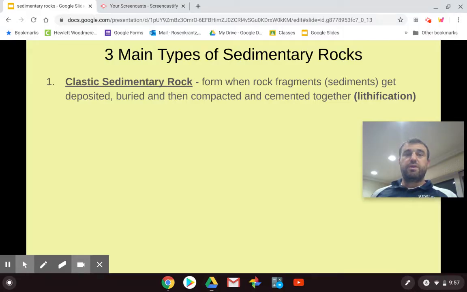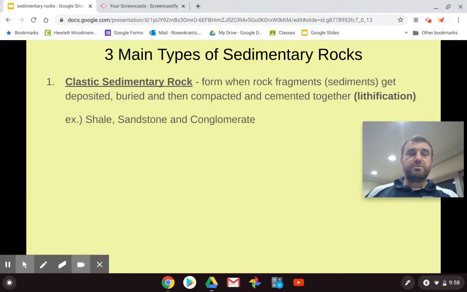So it forms when rock fragments, which are also known as sediments, get deposited, buried, and then compacted and cemented together. And compacted and cemented, we call that collectively the process of lithification, which means the act of becoming a sedimentary rock, to lithify, to become land. All right, that's really what that means. Some of the well-known examples of a clastic rock are shale, sandstone, and a conglomerate. And we'll look at all of them in a chart and images of them.